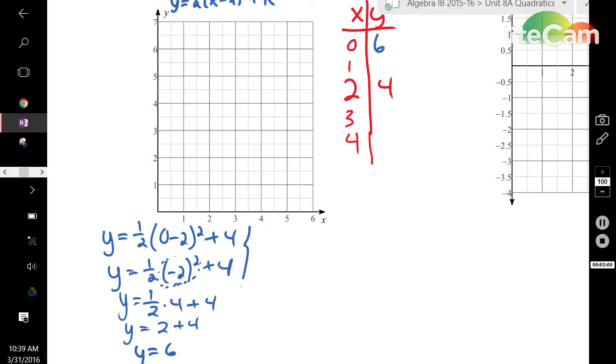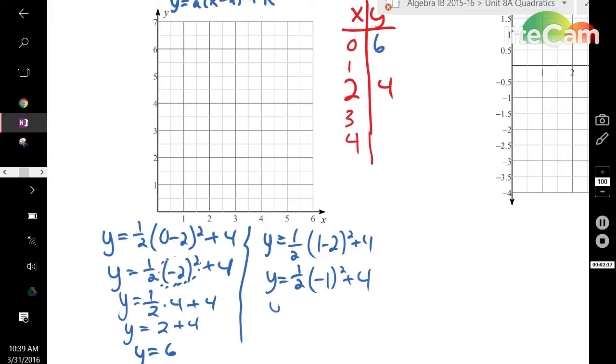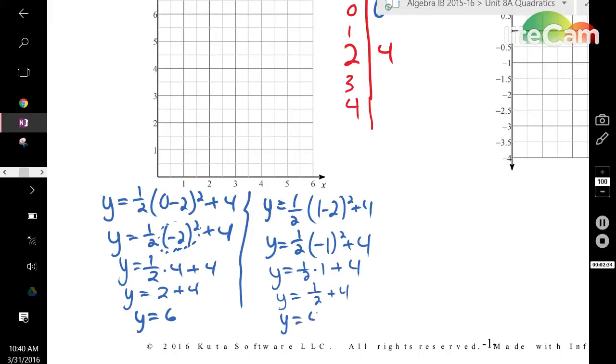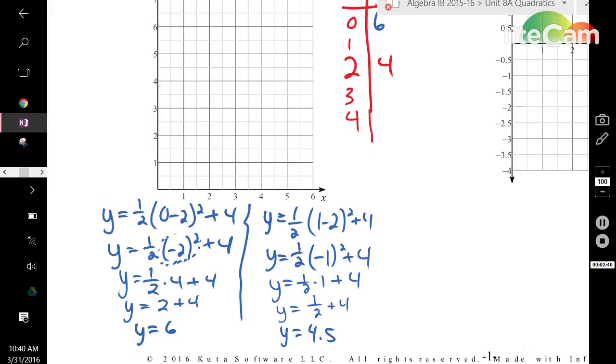Let's repeat it again for the x value of 1. So y equals 1/2 times (1 minus 2) squared plus 4. So y equals 1/2 times 1 minus 2 is negative 1 squared plus 4. So that's going to be 1/2 times 1, because negative 1 squared is 1, positive. 1/2 times 1 is 1/2. And 4 plus 1/2 is 4.5. Exactly. Now, if this were a decimal that were not exact, I would like you to keep it as an improper fraction.